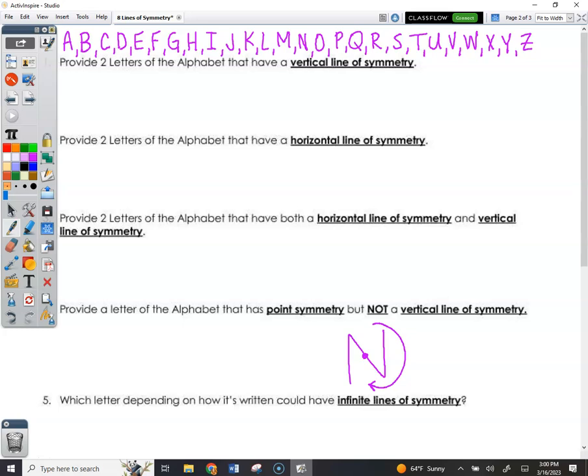Did anyone come up with it? Z. If you turn Z 90 degrees, you get an N. If you do it with an N, it looks like a Z. If I turn that Z upside down, is it still Z? Yep. Okay. Z works. What about this?